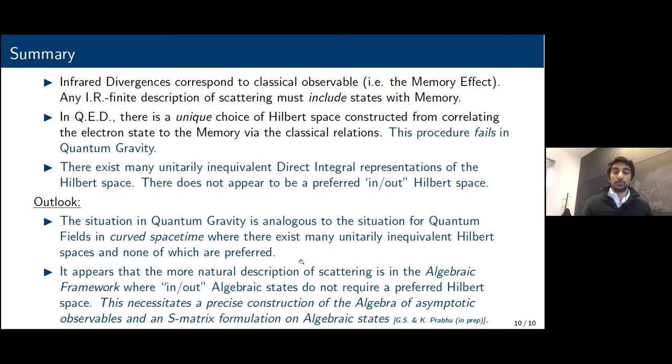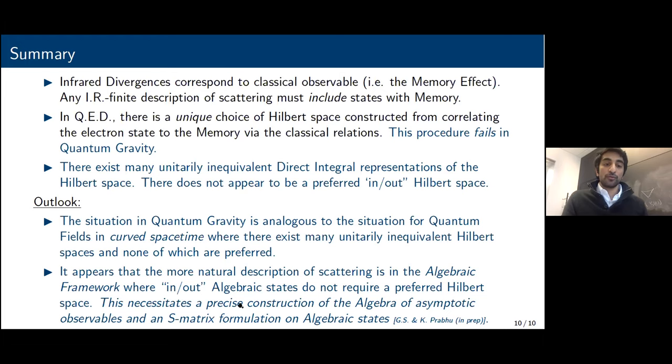So what do we do? Well, the situation in quantum gravity is analogous to the situation for quantum fields in curved spacetime, where there exist many unitarily inequivalent Hilbert space representations, none of which are preferred. It appears that the much more natural description of scattering is in the algebraic framework, where the in and out algebraic states do not require a preferred Hilbert space.